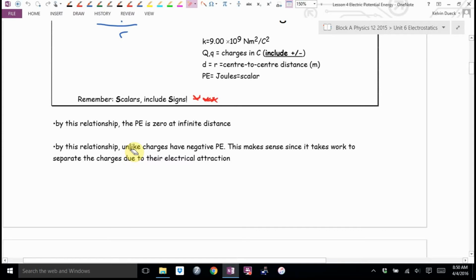By this relationship, unlike charges, a positive times a negative, is going to give you a negative. They have negative potential energy because you'll put a positive and a negative into the equation. And this makes sense because it takes work to separate them. They want to fall together. This is the same way that gravity was negative energy because it took work to separate masses. So it's still consistent with our relative to zero at infinity mantra.